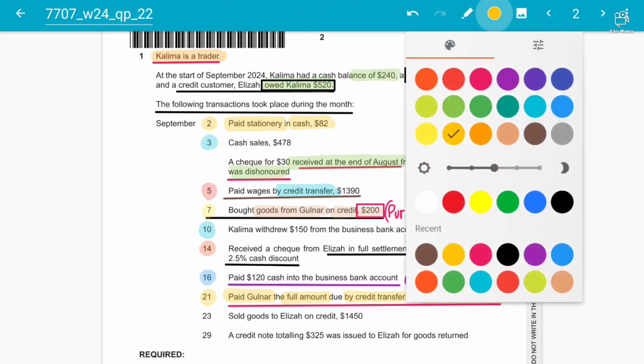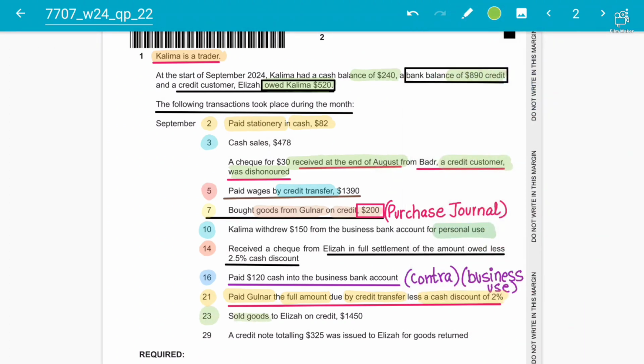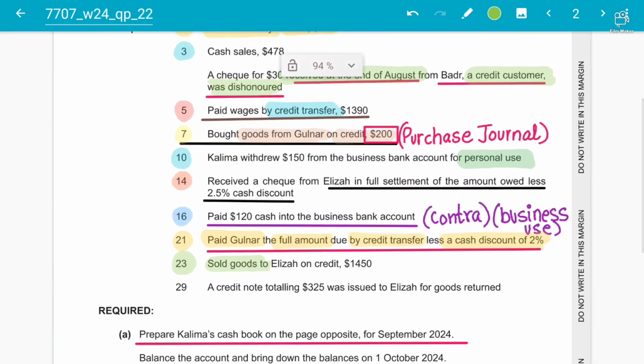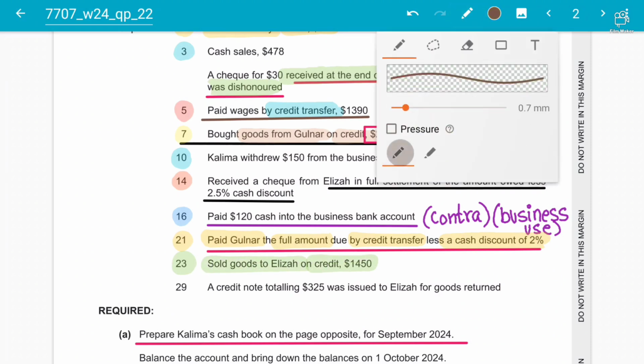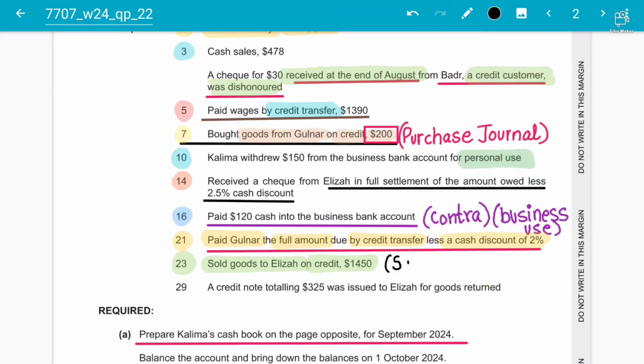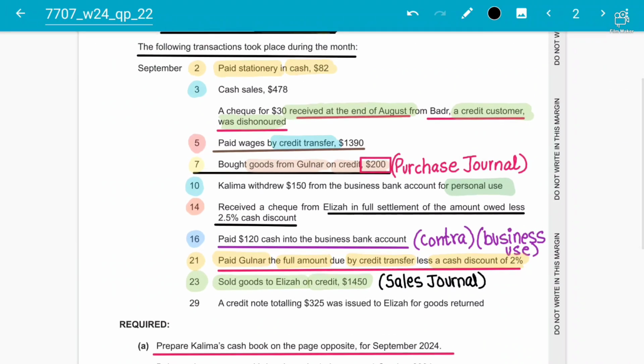Next, September 23rd transaction is we sold the goods. Kalima is selling the goods to Alize on credit, $1,450. So again, students need to understand the concepts matter a lot. This transaction, sir, is going to the sales journal. It is not going to be recorded in the cash book because there is no monetary transaction happening. We haven't received any payment or made any payment, so that's why it's not going to be recorded in the cash book. It's a sales journal transaction.